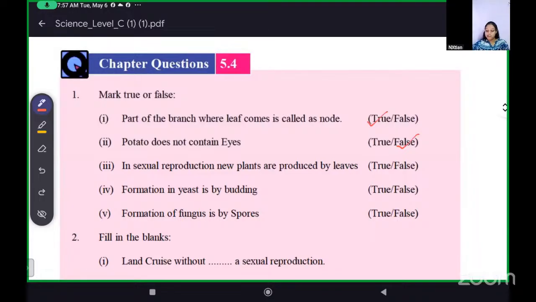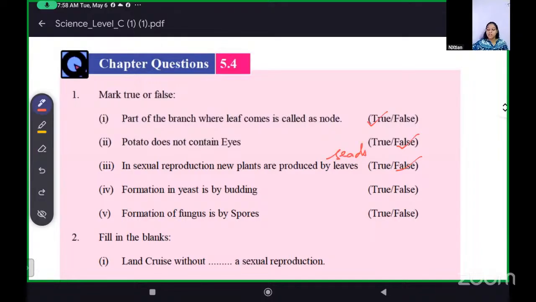In sexual reproduction, new plants are produced by leaves. Abraham, true. Think again, Abraham. False. Why? Because they are produced by seeds, not leaves.